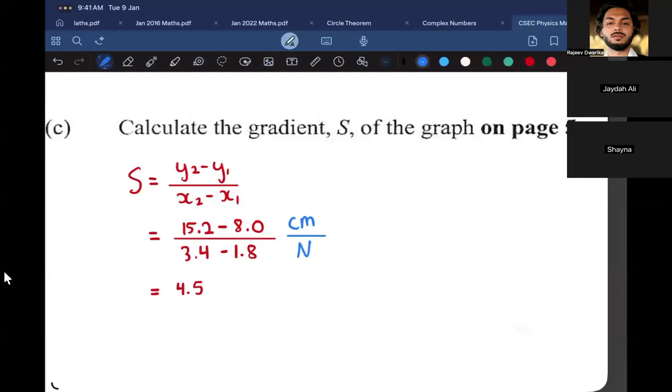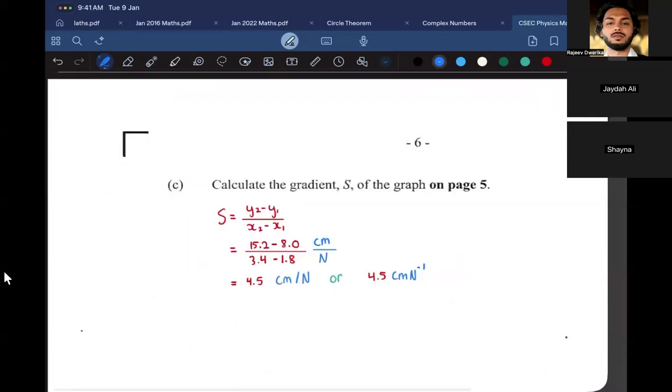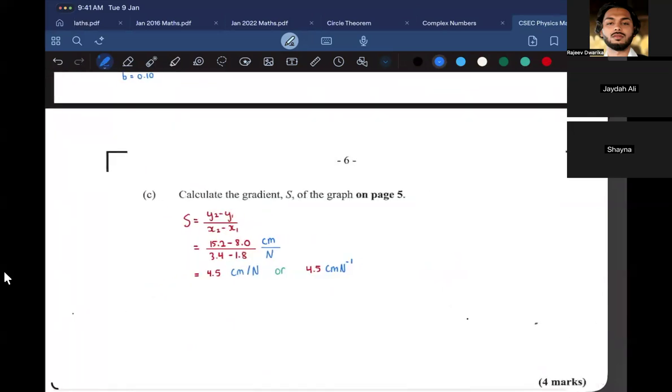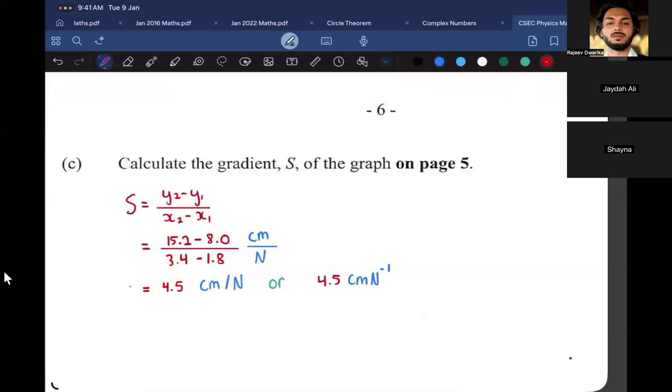So you need to put your units in physics. You could write centimeter per Newton as one way. Or you could write, does anybody know? Jada, do you know? Centimeters newtons to the power -1. Correct. Big up you. So that's it for S. Now, guys, is that the spring constant? Yeah or no? No, sir.